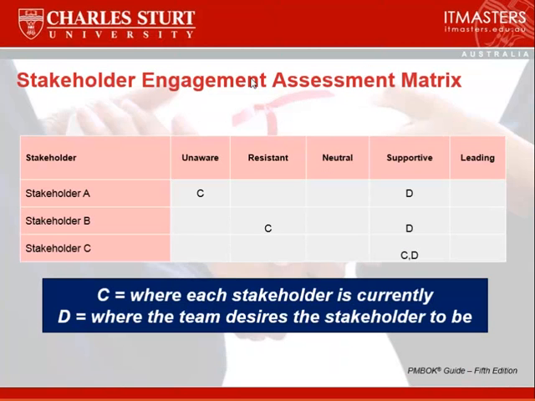The stakeholder engagement assessment matrix. These are the stakeholders, an example of some stakeholders, what is their current position: they're unaware, they're resistant, etc. Where do you want them to be when you're halfway or quarter way through your project?